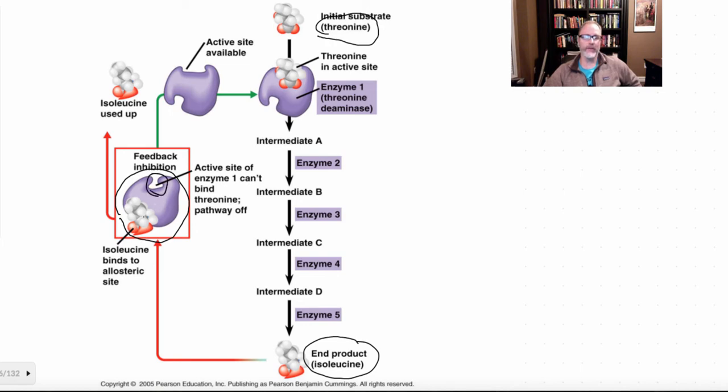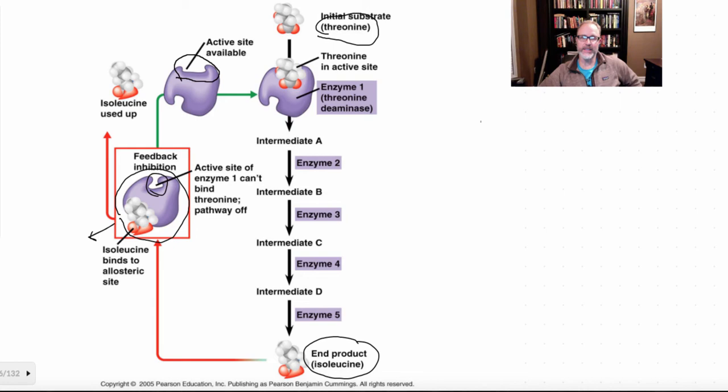And so when the isoleucine starts to get used up by the organism, the levels drop, and then this is going to detach and drop off. And then the active site is going to take on its native conformation or its original shape and allow that threonine to bind and allow this pathway to run.